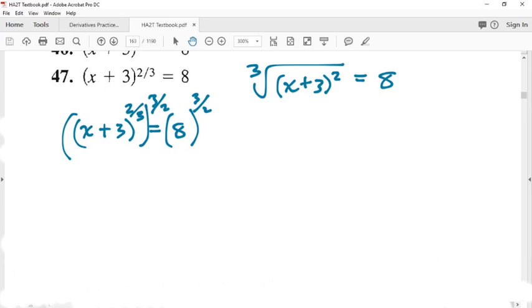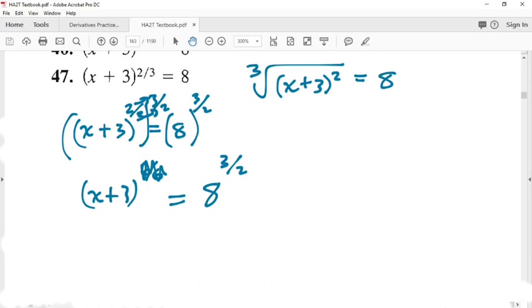Okay, now watch what happens. When you have a parenthesis exponent, what do you do to the inside exponent? You multiply. So what is 2 times 3 and 3 times 2? It'd be 6/6. And what is 6/6 equal to? 1. So I don't even need this anymore. It's a power of 1, right? Right. Okay, on the other side, we have this 8 being raised to the third power and square rooted.